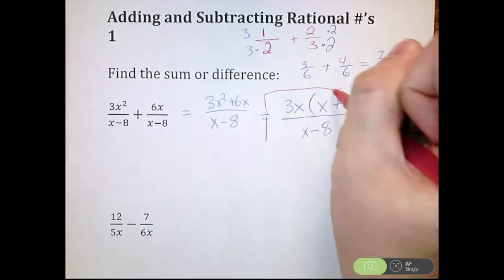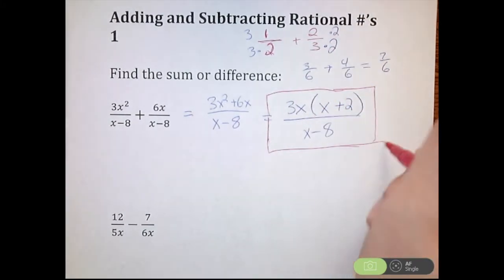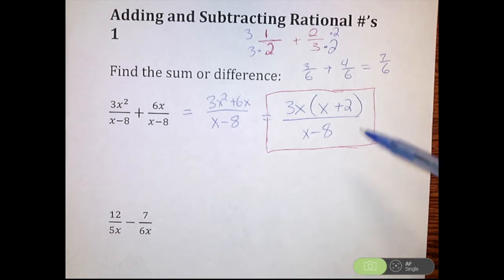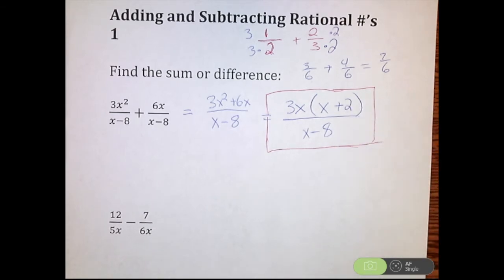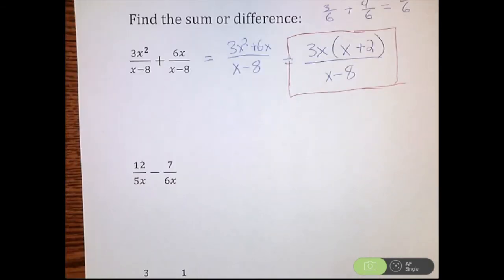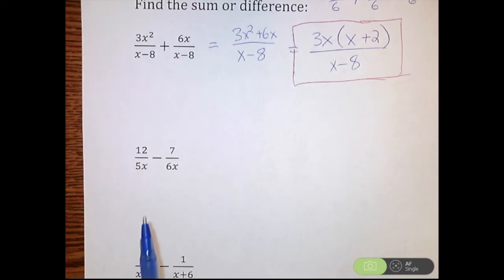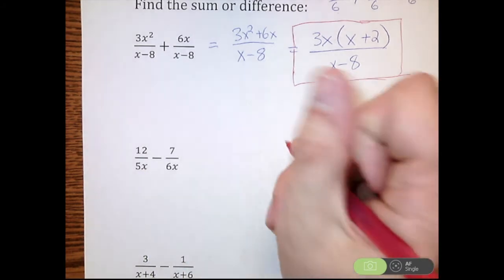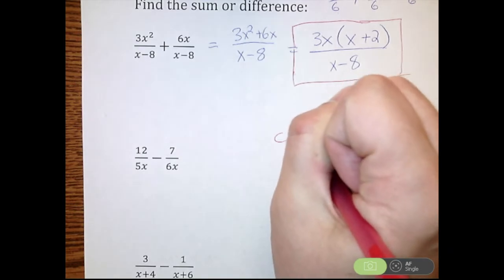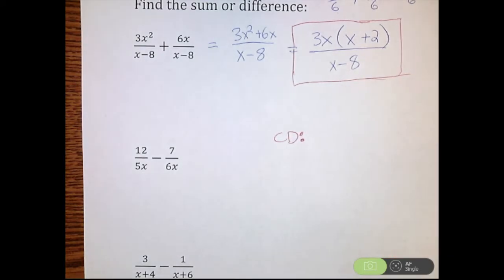So some of these problems, they're going to happen really quick, and that's fine. Other problems, we might have some simplifying we can do. So my next example, I'm now going to show you what happens if we don't have a common denominator. So I have a 5x in this denominator, 6x in that denominator. So the first thing I want to look for is trying to figure out what is my common denominator.